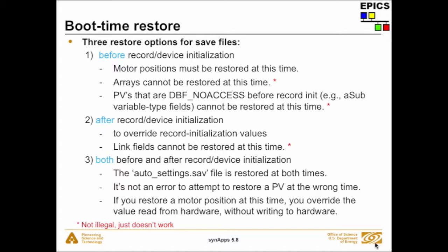But for other kinds of PVs, you can't restore arrays before record init because there's no space to put them. And you can't restore DBF_NOACCESS PVs because we don't even know what the field type is yet. After record initialization, you can't restore link fields because part of record initialization is to connect those link fields. Well, you could actually restore at that time, but it would be a problem because the link wouldn't connect.